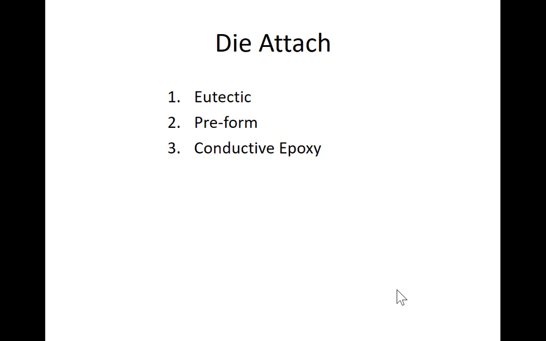Die attach. You've got to put the die now into a package. You don't want it to float around. We have 3 ways to do it: a eutectic bond, a preform, or conductive epoxy. With a eutectic bond, if you have gold on the back of the wafer, you can show that if you put 2 pieces of gold together and wiggle them a little bit, they'll stick. That's called a eutectic bond. Sometimes it's ultrasonic vibration that creates a little heat, and they stick together.